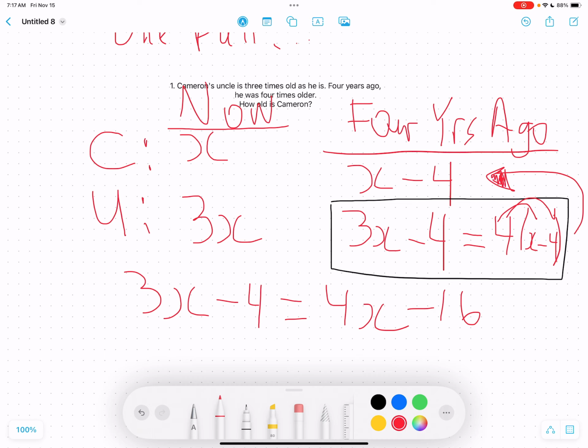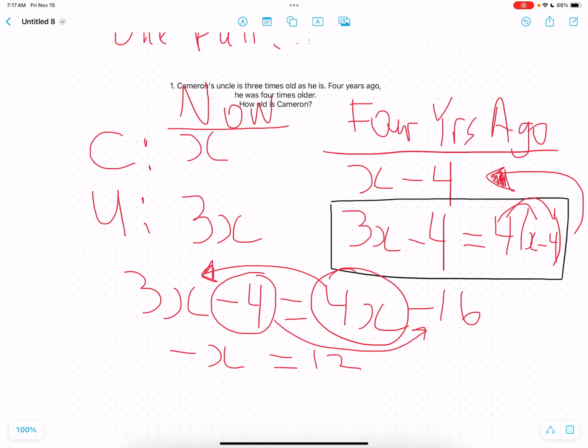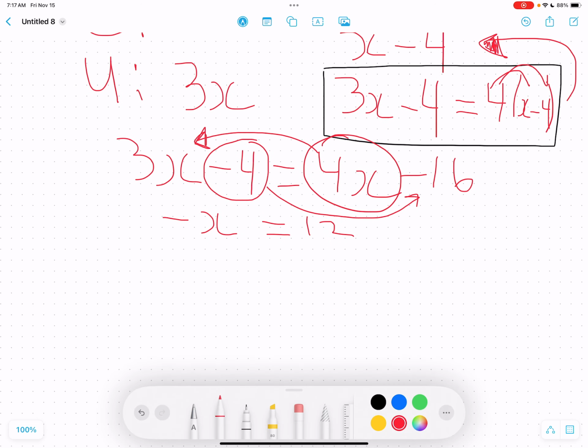Okay, I've got letters on both sides. I'm going to put the letters on the left-hand side. I'm going to put the numbers on the right-hand side. 3X minus 4X is minus X, and minus 16 plus 4 is 12. I'm not done yet. Flip it and reverse it. Hold on a second. Did I make a mistake? 3X minus 4X is minus X. Minus 16 plus 4 is minus 12.